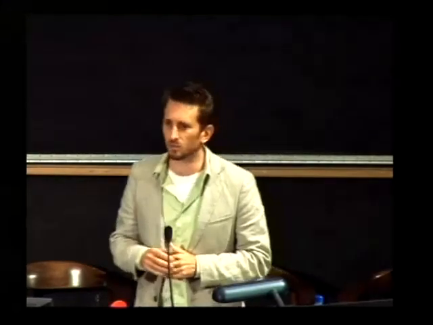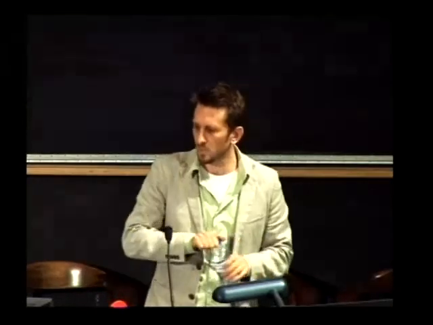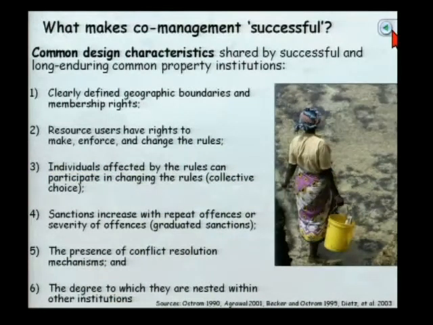And the seminal work by Elinor Ostrom, who won this year's Nobel Prize in Economics, found there were common design characteristics shared by successful and long-enduring common property institutions. These include things like clearly defined geographic boundaries and membership rights, that resource users have the rights to make, enforce, and change the rules, that the people that are affected by the rules can participate in the process of getting those rules changed. We call these collective choice arrangements.